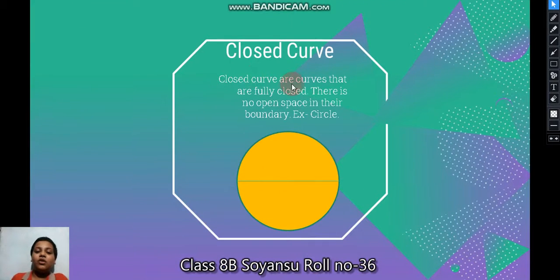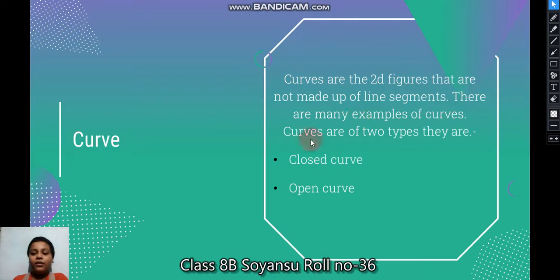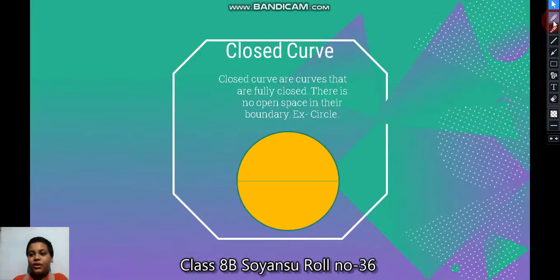Closed curves are curves that are fully closed. There is no open space in their boundary. Example: circle. You can see in this figure that this is fully bounded. There is no open space from here. If there was an open space, then this wouldn't be a closed curve.